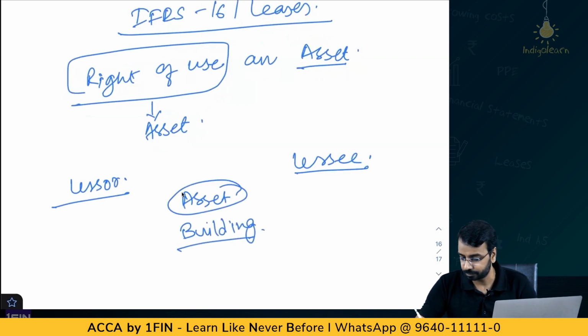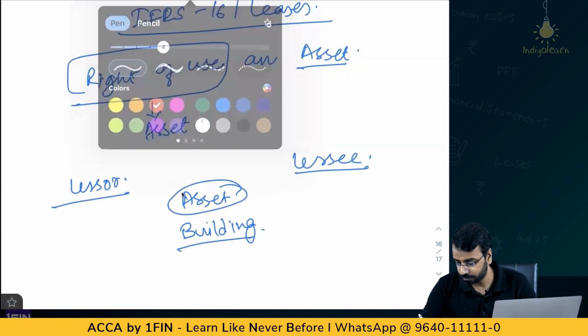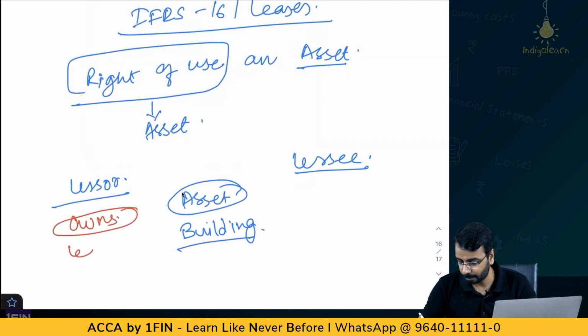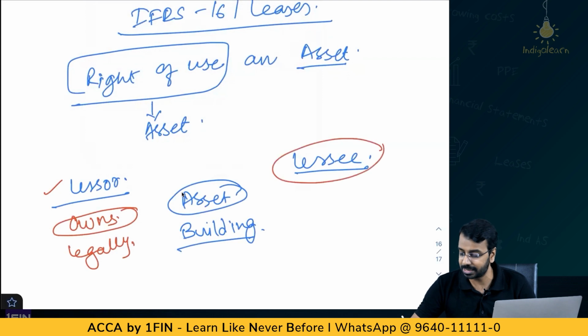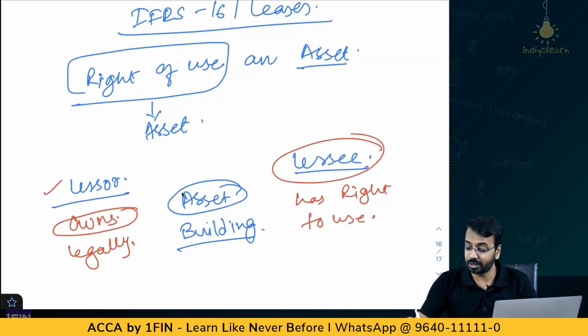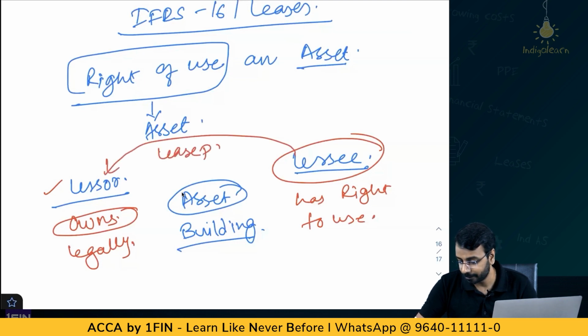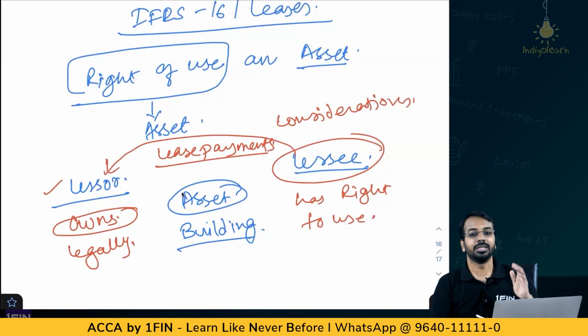The lessor owns the building legally. If you look at the title and all, lessor owns the building. Who uses? Lessee uses. Lessee has right to use the building for the lease period. And for that, the lessee gives something to the lessor, which is called lease payments, or you can call it consideration. The rentals and the variable payments and all of that. So there is a lessor who owns an asset. The lessor says, I am giving the right to use this asset to the lessee.